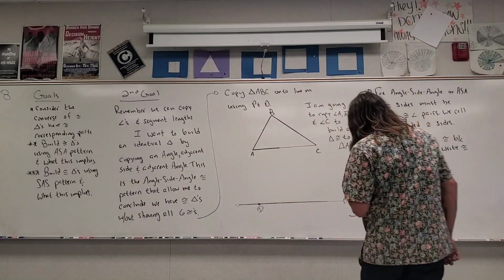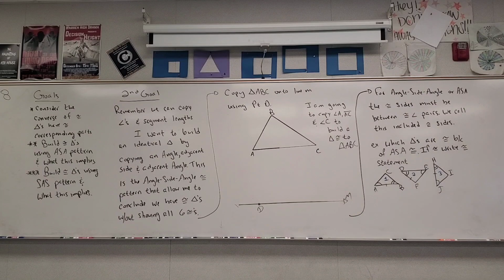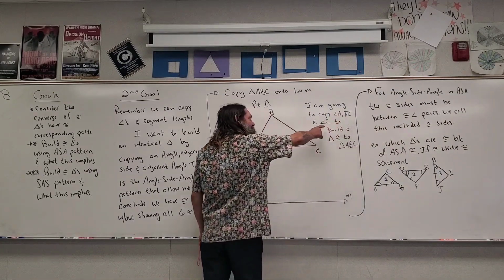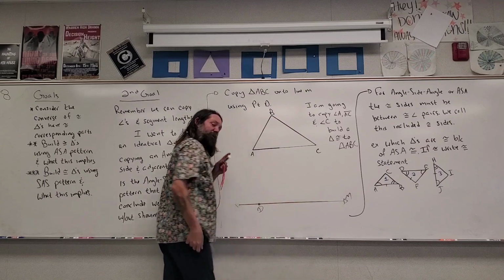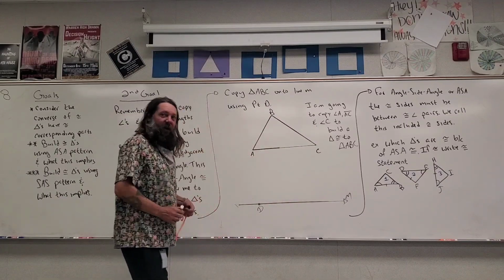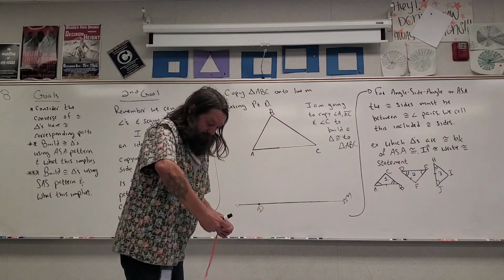Now let's go through this. Where did I hide my compass that I need for this lesson? There you are, I found you. Okay, so I'm going to copy an angle. I'll copy angle A, side length AC, and angle C onto this. And when I'm done copying it, I've built a triangle that's identical to triangle ABC. Again, I don't need all 6 congruences to have identical triangles.